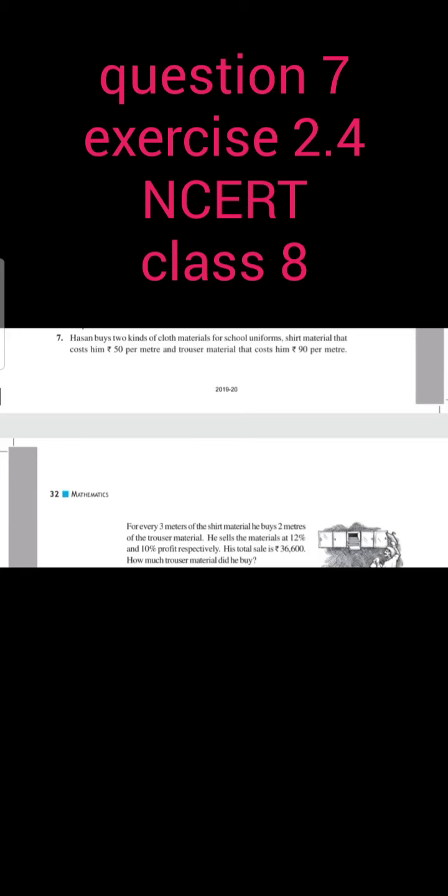Class, this is question number 7 of exercise 2.4. Hassan buys two kinds of cloth materials for school uniforms: shirt material that costs him rupees 50 per meter and trouser material that costs him rupees 90 per meter. So here there are two types of cloth. First is shirt material and the second one is trouser material. The cost is given per meter.